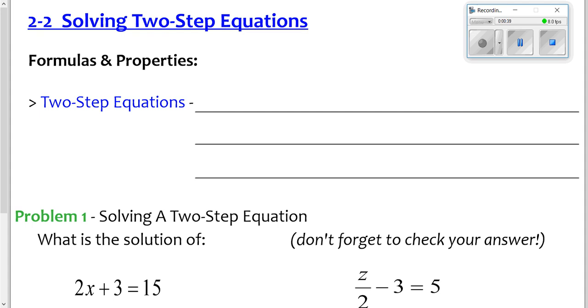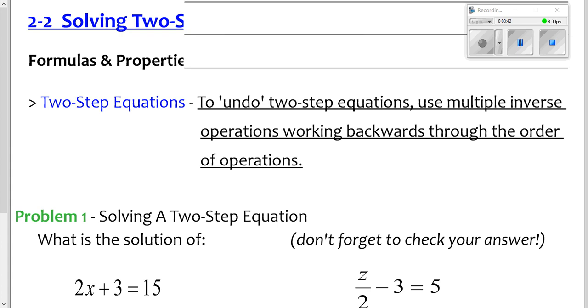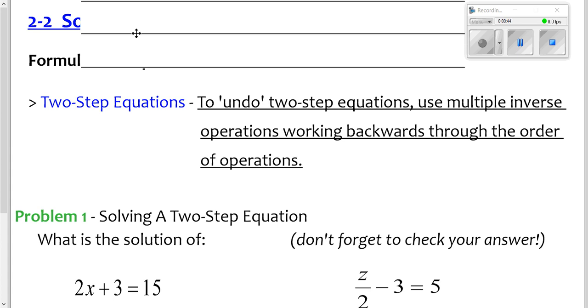All right. So first thing we want to do is take the definition here: to undo two-step equations, use multiple inverse operations, working backwards through the order of operations. Okay. So let's just really review from the other day.